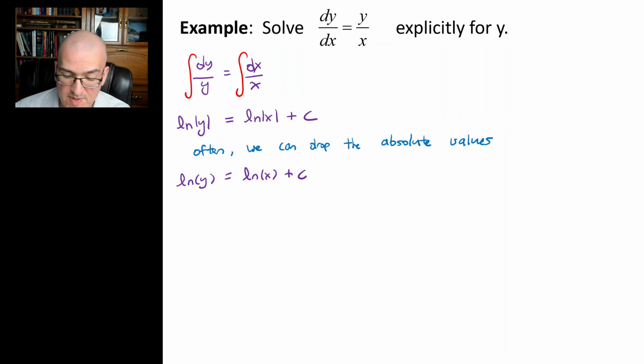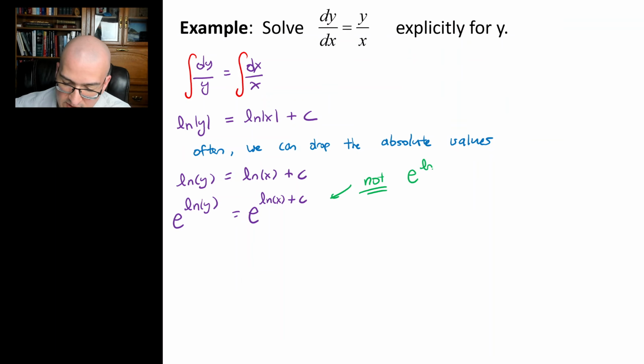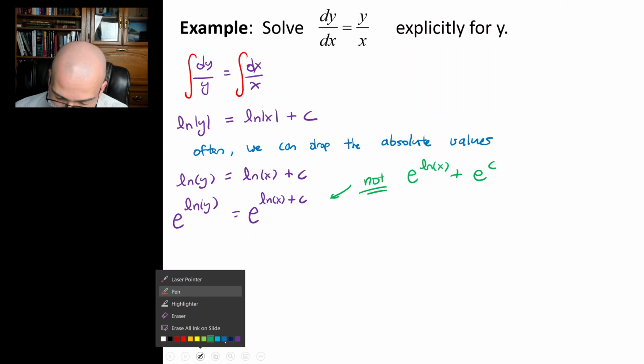I'm going to raise both sides as powers on a base of e. So e to the power of ln y is equal to e to the power, and this is so important, you got to pay close attention. You're raising the entire side on the right as a power on a base of e. So ln of x plus c. That plus c has to be up there in the power with the ln of x. It's not e to the ln of x plus e to the c. It's so important I want to write that down. This is not e to the ln of x plus e to the c. Instead, what is it?